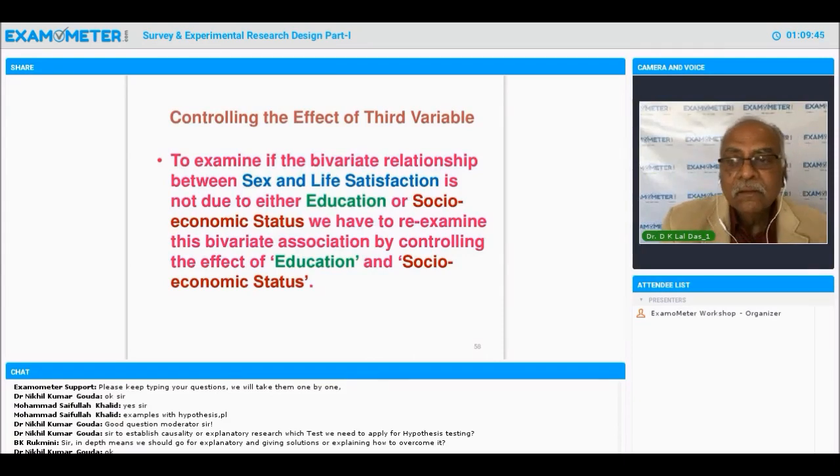For Likert scale, which statistical techniques can be used? From Samara. We'll be dealing with the Likert scale on, I think, 30th. On 30th, Saturday, we have a session on measurements and scaling techniques. I'll explain to you about the Likert scales.